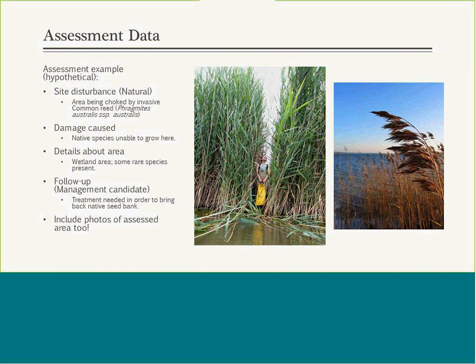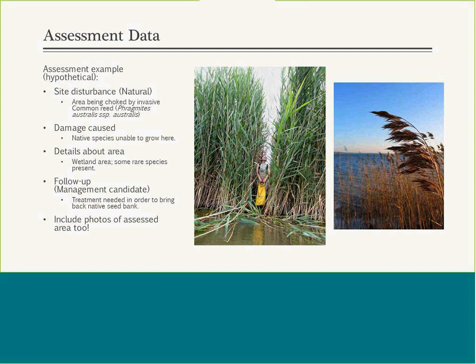Here's a hypothetical example to run through, as far as how you would document this information and the things you want to think about capturing. The site disturbance is going to ask you, is it being disturbed by natural means? Is it being disturbed by humans? A combination of the two. So in this scenario, we're saying it's being choked out by invasive species, so natural disturbance, and we're saying Phragmites is the cause of that. The damage being caused is essentially that the native species aren't able to grow there anymore because there is so much Phragmites there. So that's a big problem.